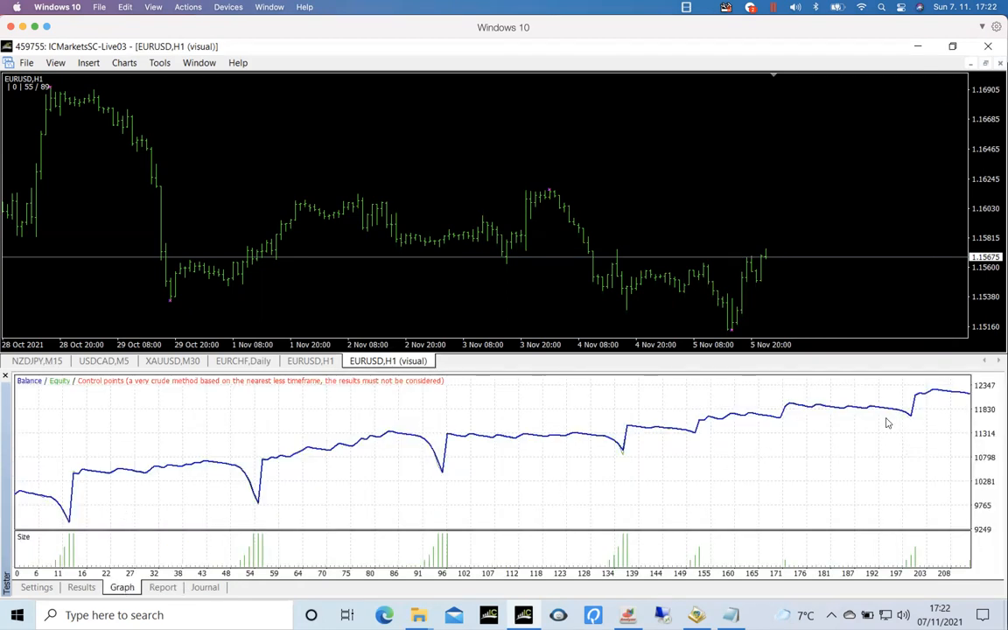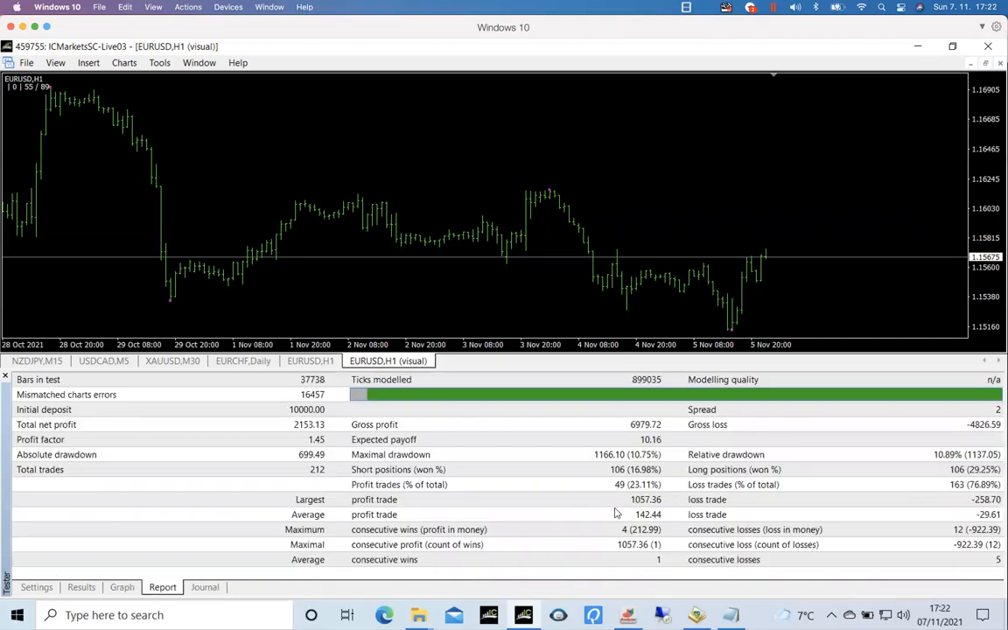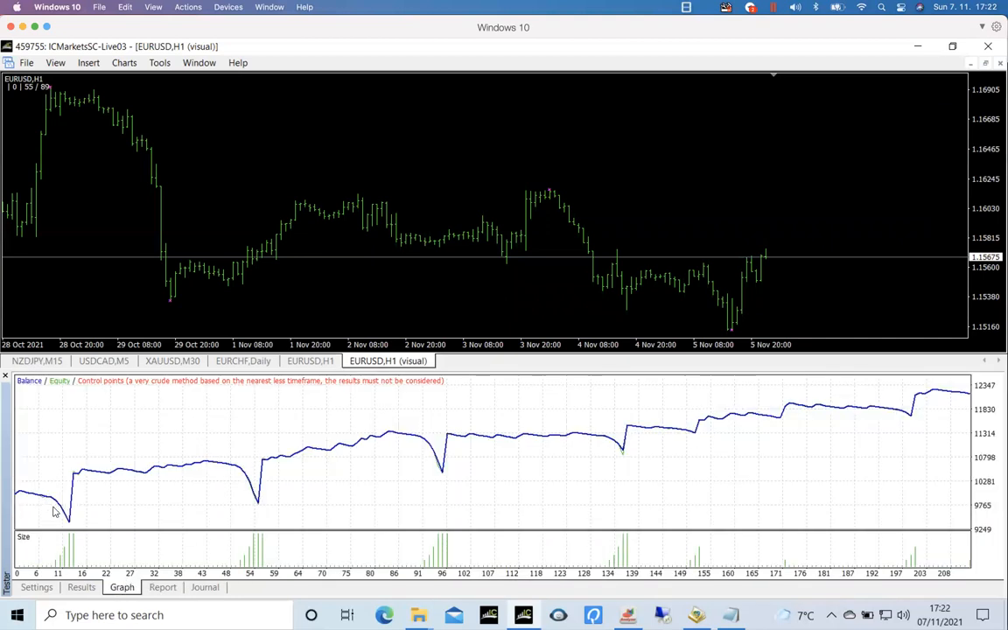You will have something like this. So from a system that wins only 23% of the time, you will get a steady equity curve. This will give you so much confidence in your trading when you know this kind of information. You know what I mean?